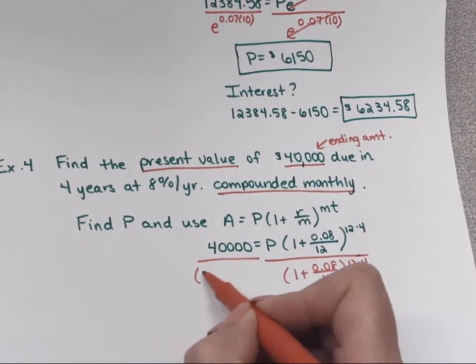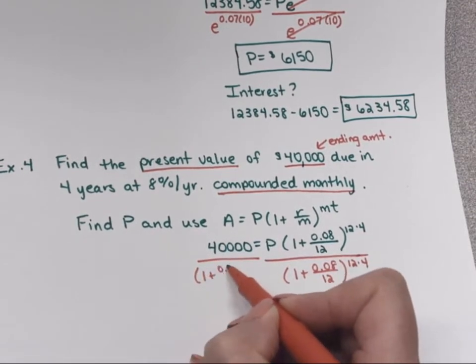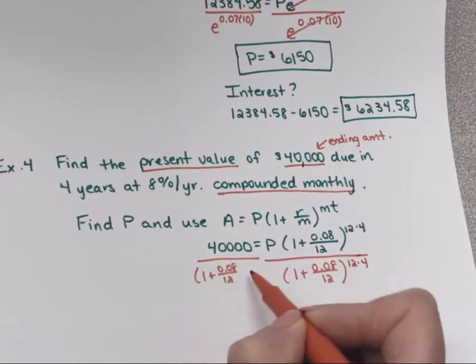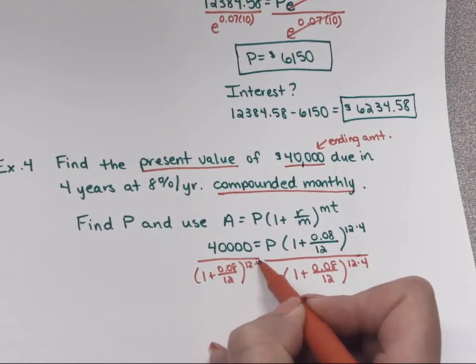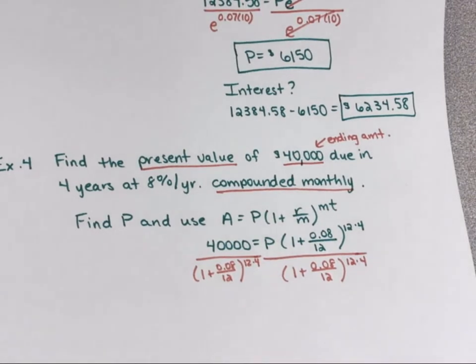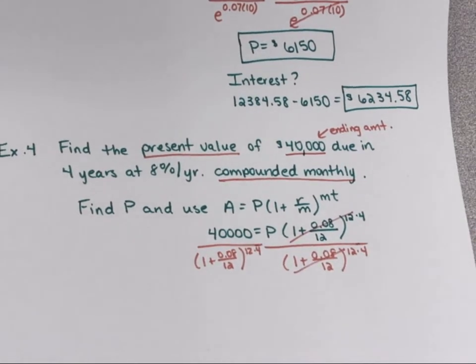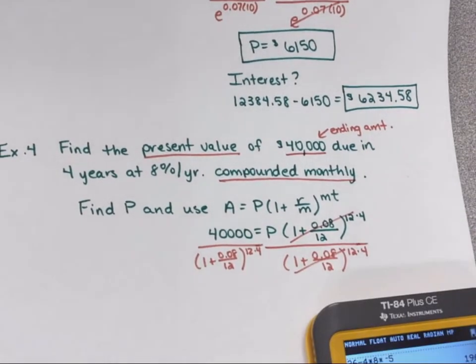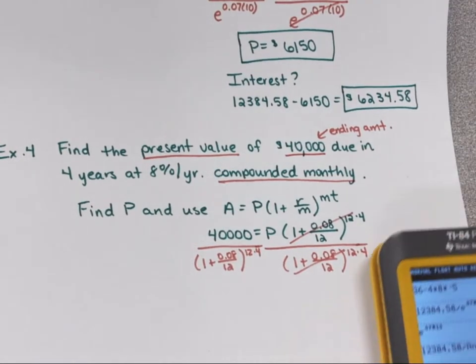So if it makes you feel warm and fuzzy, you can do some simplifications, but make sure that you're not rounding in the middle. In other words, if you want to change 12 times 4 exponent to 48, you can do that. If you want to figure out what 1 plus 0.08 over 12 is, as long as it's not a repeating decimal, you can do that too. But my suggestion is just do it like I'm doing here, where you just let the calculator handle the mess, because the calculator is well equipped to do it.